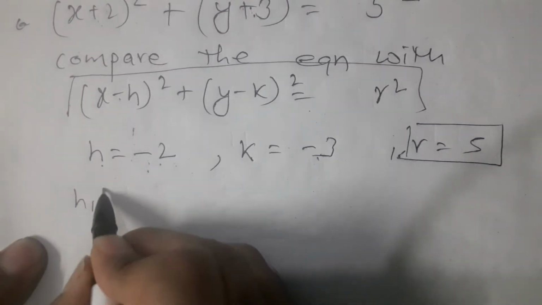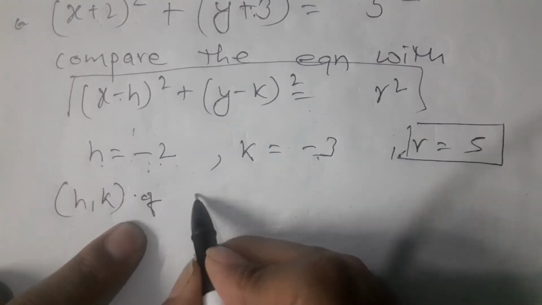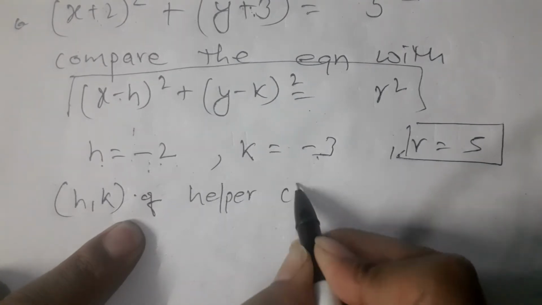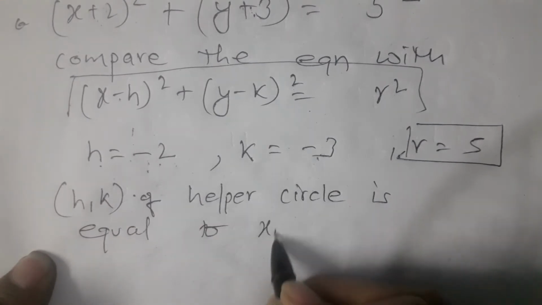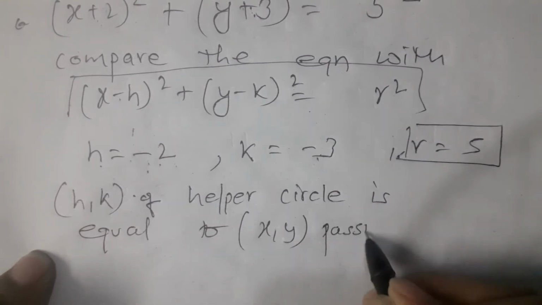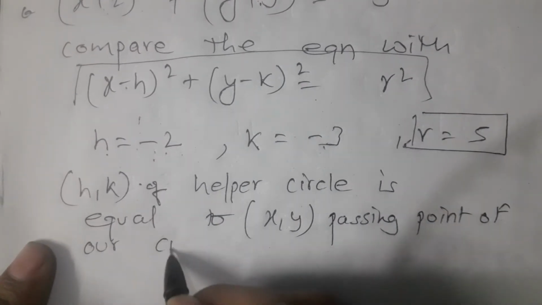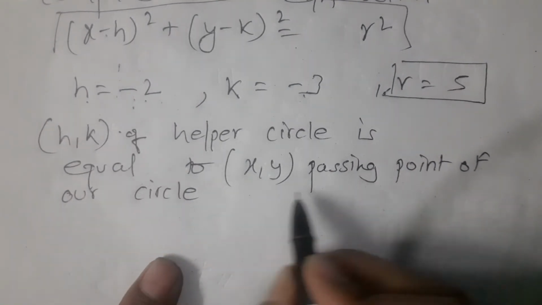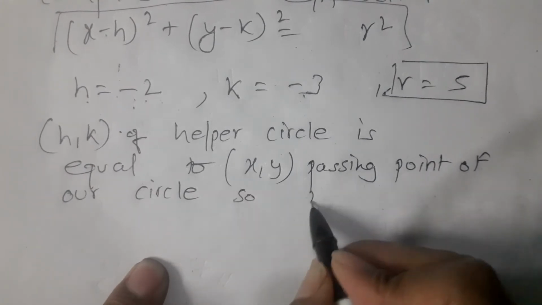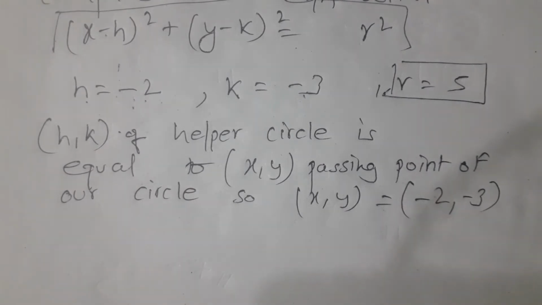Now let me tell you, I have already explained one thing. The h k of the center of the helper circle is equal to xy, that means the passing point of our circle. Our circle means that small one which I explained earlier in the figure, xy, the passing point of our circle. So xy is equal to minus 2, 3.